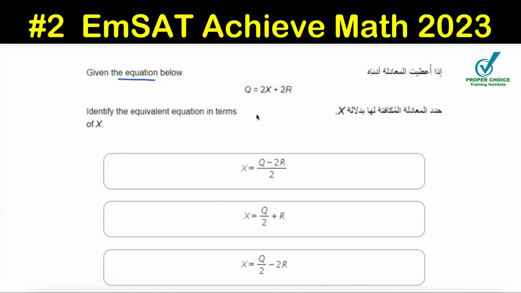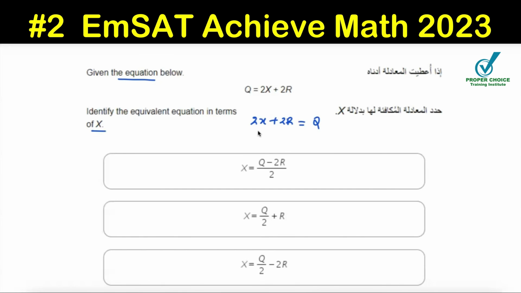Given the equation below, Q equals 2x plus 2r, identify the equivalent equation in terms of x. The question is asking you indirectly to solve for x, and this is one of the commonly tested questions in the EmSAT Achieve Math Test. So let me rewrite this one. 2x plus 2r is equal to Q. We are asked to solve for x.